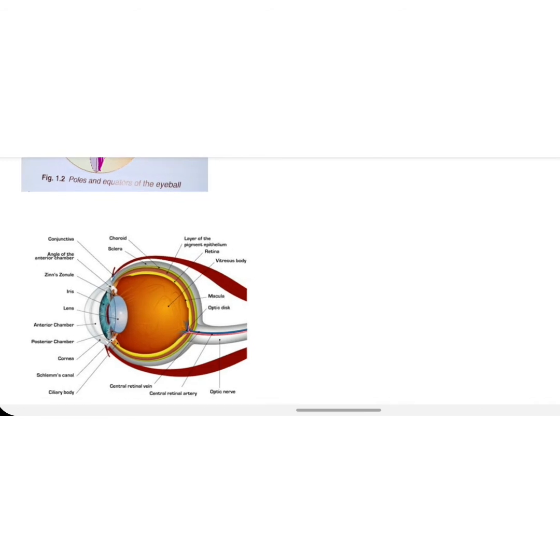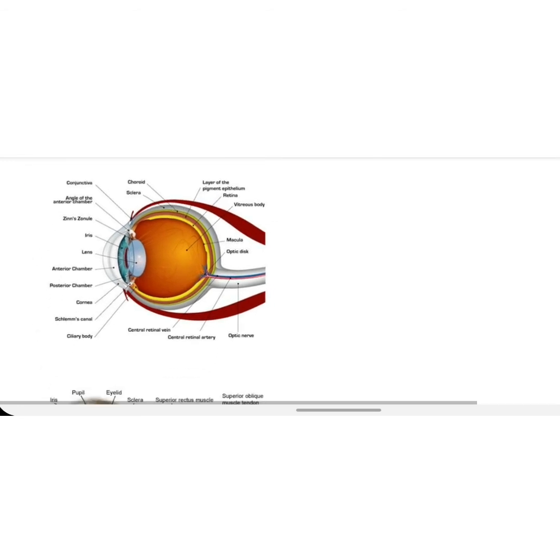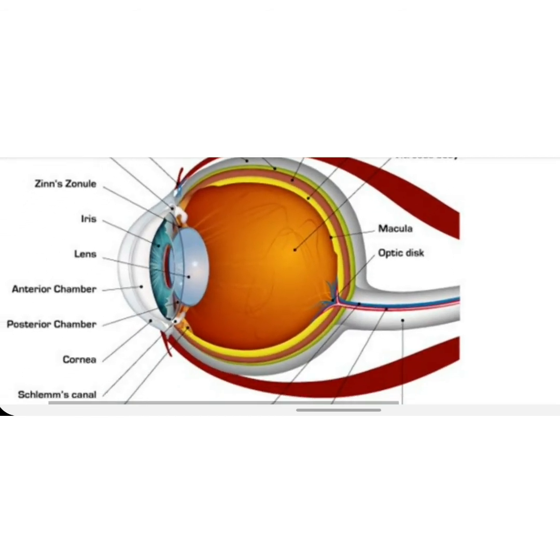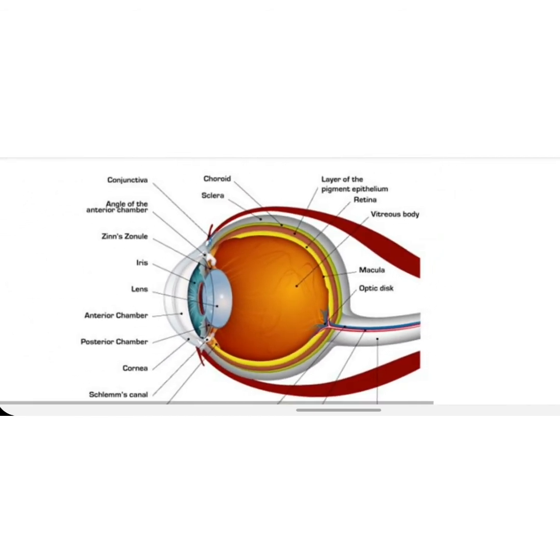Now let's see what the different segments and chambers of the eyeball are. Our eye is divided into two segments, the anterior and the posterior segment. In the anterior segment we have two chambers, the anterior chamber and the posterior chamber. First, let's see what the anterior segment and the posterior segment are. The part anterior to our lens is our anterior segment, and the remaining part is our posterior segment. The anterior segment is divided into two parts, the anterior chamber and the posterior chamber.